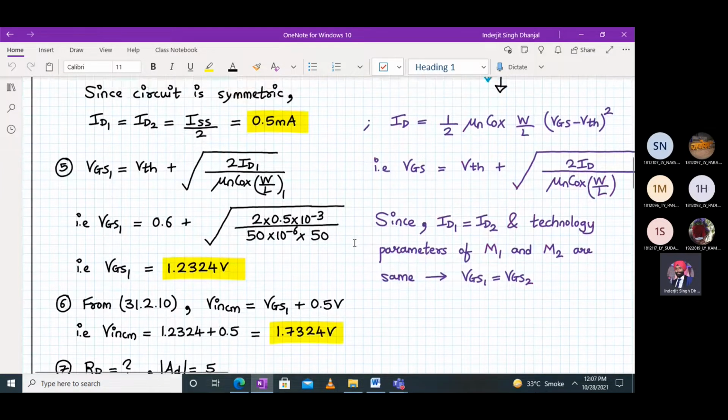Okay. So once you get the value of VGS1, you calculate V in of CM, that is the input common mode level voltage. So that is VGS1 plus 0.5, that is 1.2324 plus 0.5. So you get the value of V in of CM equal to 1.7324. Please verify this. I'm giving you some time. So the input common mode voltage is 1.7324 volt, depending upon the given data. Fine. Can one of you confirm whether you are getting these answers or not?